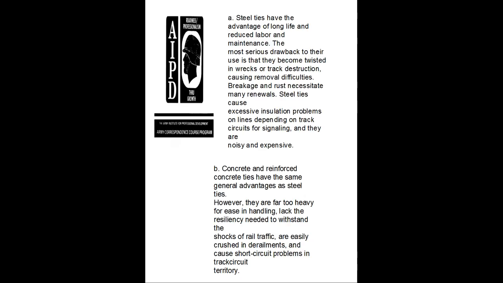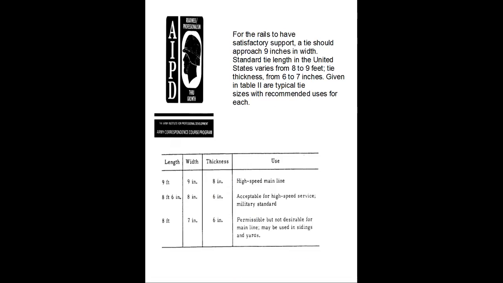B. Concrete. Reinforced concrete ties have the same general advantages as steel ties. However, they are far too heavy for easy handling, lack the resilience needed to withstand the shocks of railroad traffic, are easily crushed in derailments, and cause short circuit problems in track circuit territory.